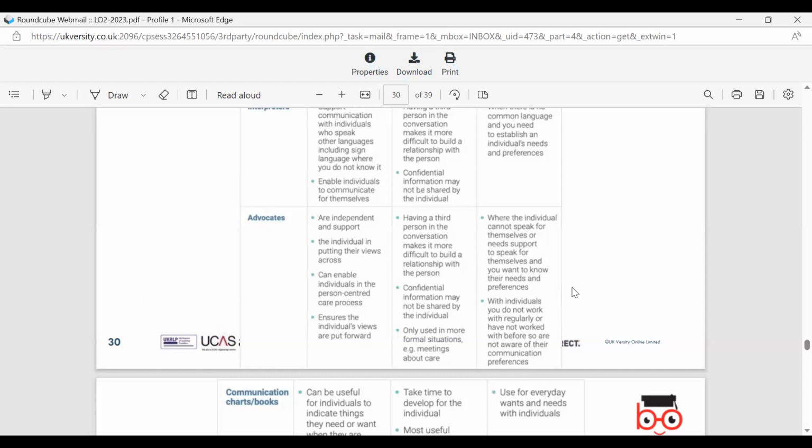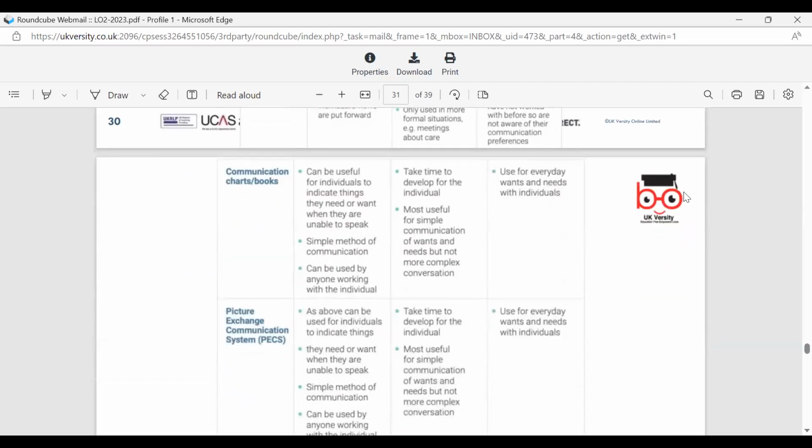And the disadvantage is having a third person in the conversation, as we stated above, makes it difficult to build a relationship with the person. Confidential information may not be shared by the individual and only used in more formal situations, for example, meetings about the care. So where the individual cannot speak for themselves, needs an advocate or needs support to speak for themselves, and you want to know their needs and preferences. And this is used with individuals you have not worked with before, so that they're aware of their communication preferences.